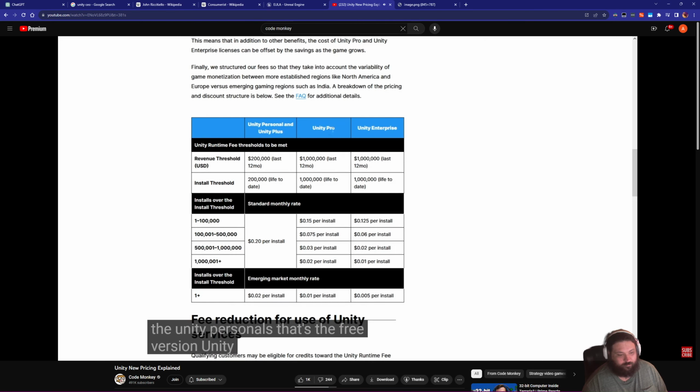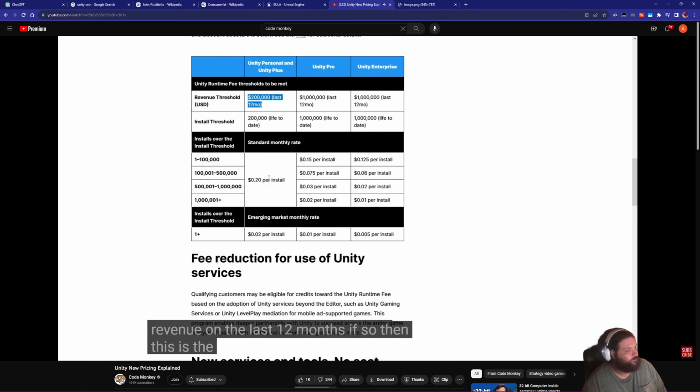That's the free version, Unity Pro, and then Enterprise. Then you've got the revenue thresholds. These are all based on the last 12 months. Then you've got the installs threshold. So this is number of installs per lifetime. Then if the installs are above this amount and it's above this revenue on the last 12 months, then this is the rate that is applied.